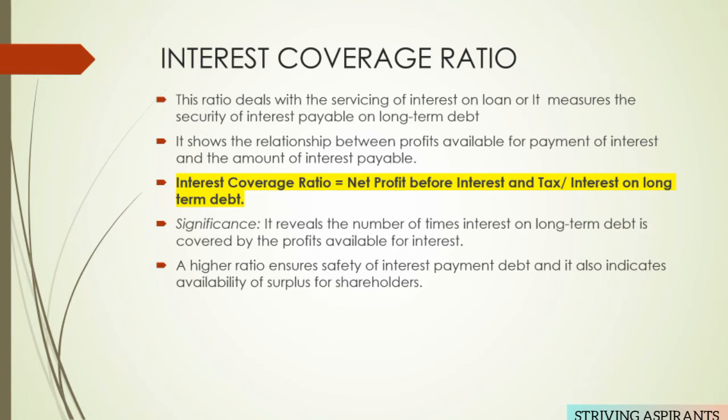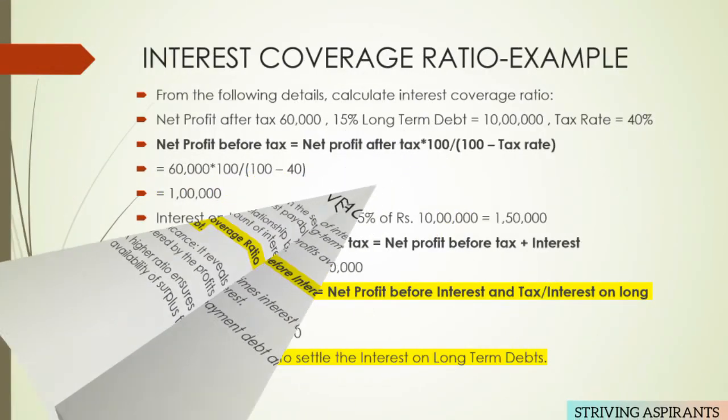This ratio reveals the number of times interest on long-term debt is covered by the profits available for interest. A higher ratio ensures safety of interest payment on debt, and it also indicates availability of surplus for shareholders. Let us see one example to understand interest coverage ratio.